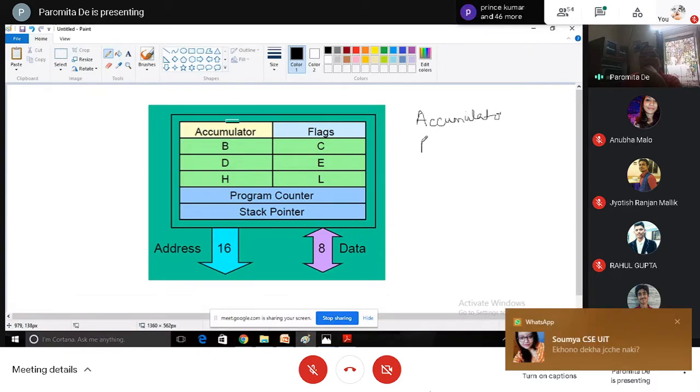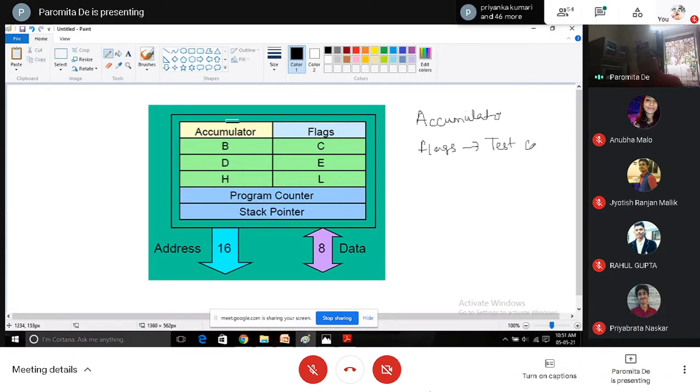Then there are some flags. What do these flags do? They test for conditions. Like they will test: is there a carry bit? If there is a carry bit, there is a register called carry that will set to 1. If there is no carry, then it will reset. We will see about that.